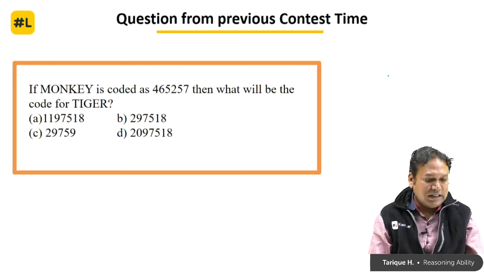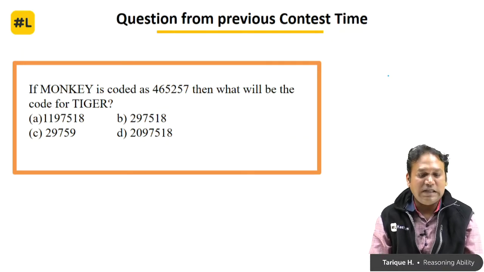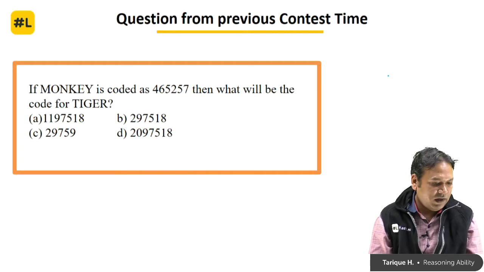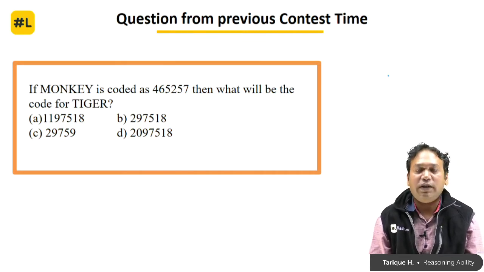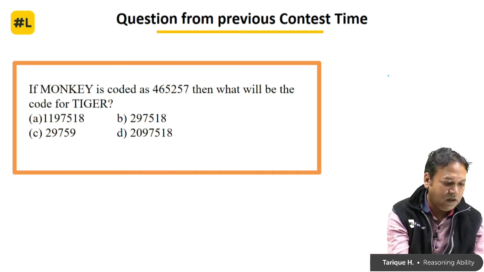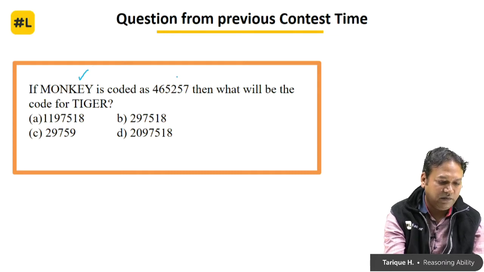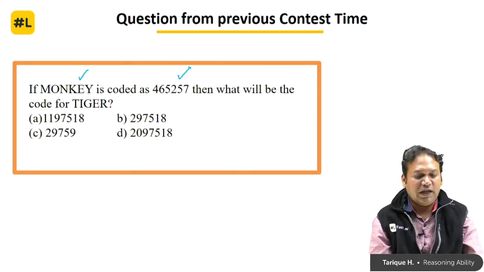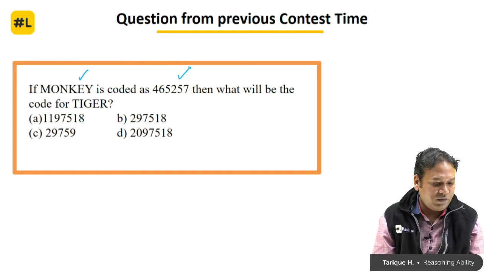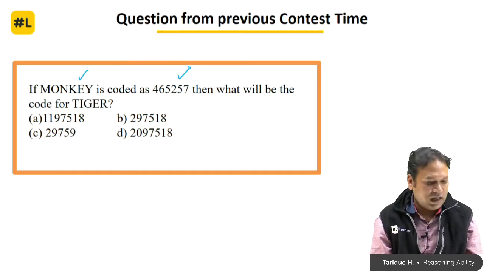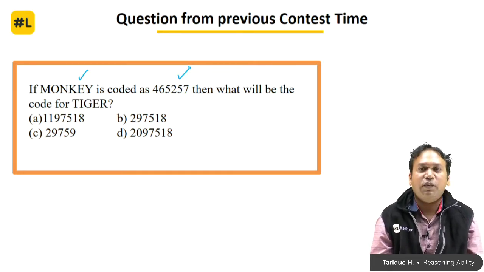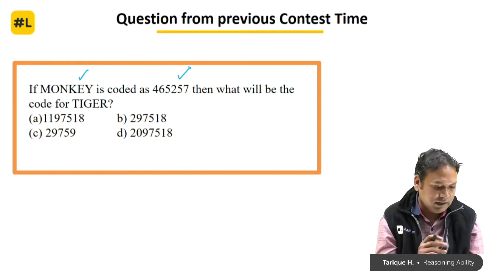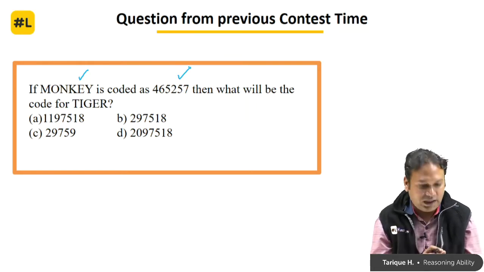Now is the time to discuss the question from the previous day's contest, right. Yesterday we had given this question to you in the contest, that if monkey is coded as 465257, then what will be the code for tiger? Some of you had got the answer right, and some of you had got it wrong, right. If you were asking what is the answer, what is its solution.